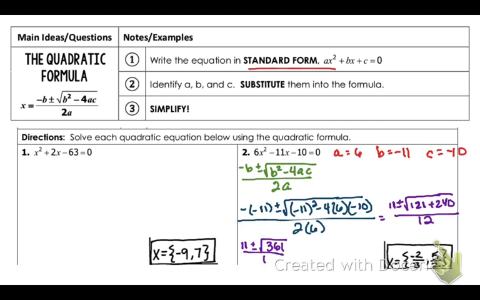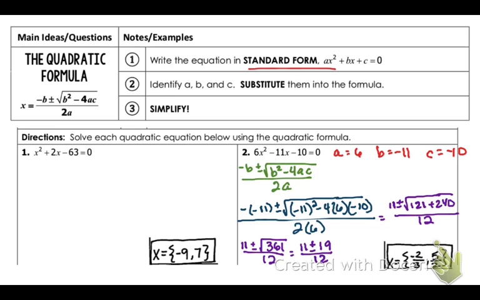361 all over 12. Now you need to check, is the 361 a perfect square? Because if it is, I want to use that. And it is. So the 361 is 19. So now you have 11 plus or minus 19 divided by 12. You're going to have two cases.